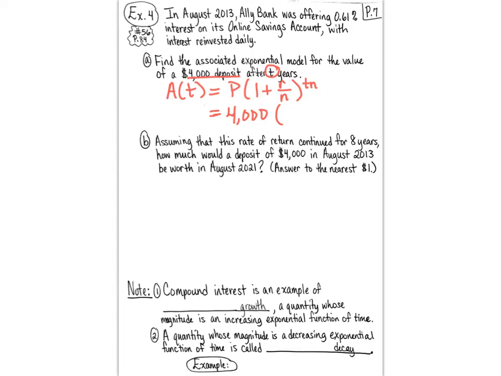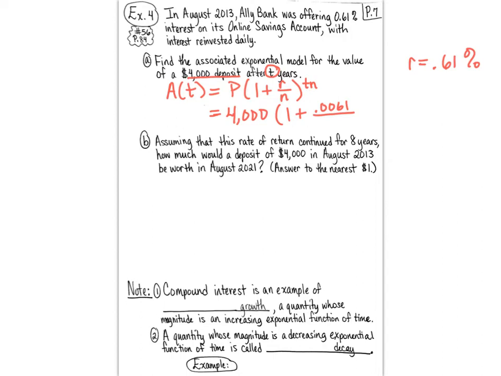So let's read our problem again. It says Ally Bank was offering 0.61% interest. That means R is 0.61%. But remember, we have to take into account that we are dealing with a percent. So inside, we write 1 plus 0.0061, because remember, percent means you take what you have and divide it by 100. And then we divide it by n.